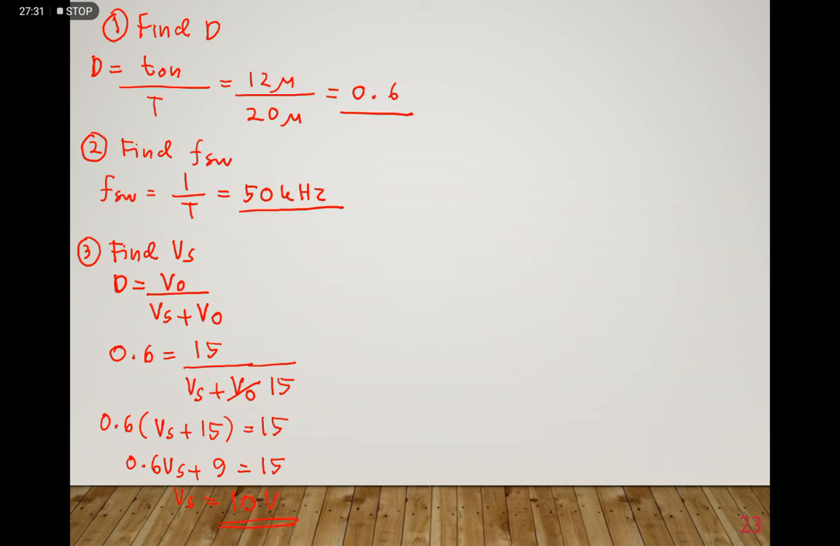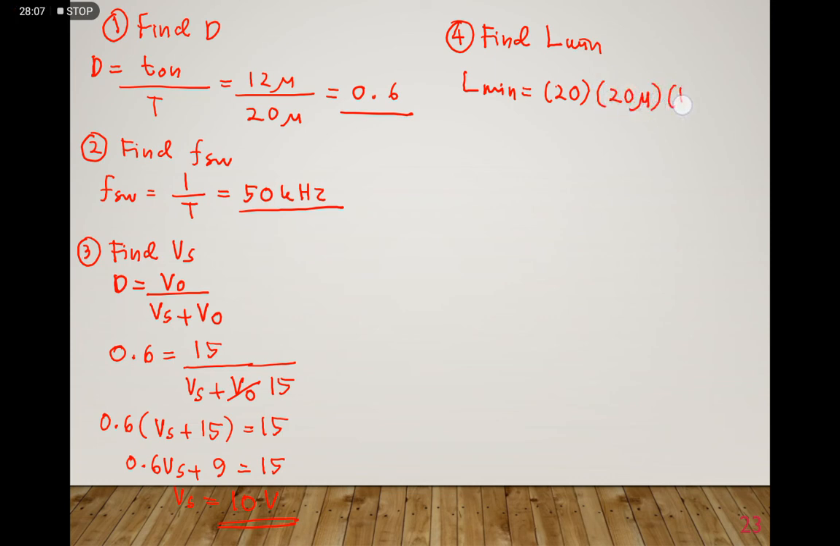Right, and then for step number 4, find L-min. In this example, it doesn't mention which approach you're going to use, so you can use the first approach or the second approach. In this example, I'm using the first approach, which is finding the L-min first, and then we multiply by 1.25. So L-min will be equal to 20 multiplied by our switching time.